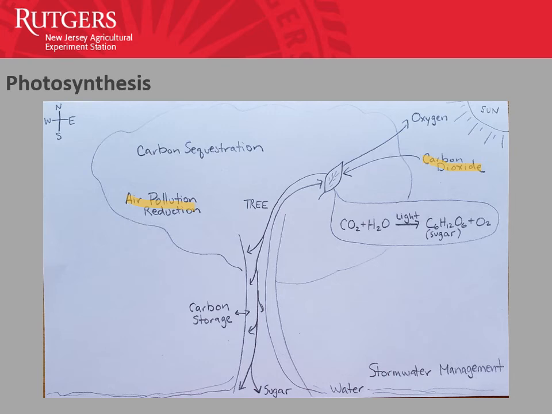So again, the healthier the tree, the more leaf surface it has, and the quicker it's growing, the better it's going to be at pulling pollutants out of the air, which again benefits humans.